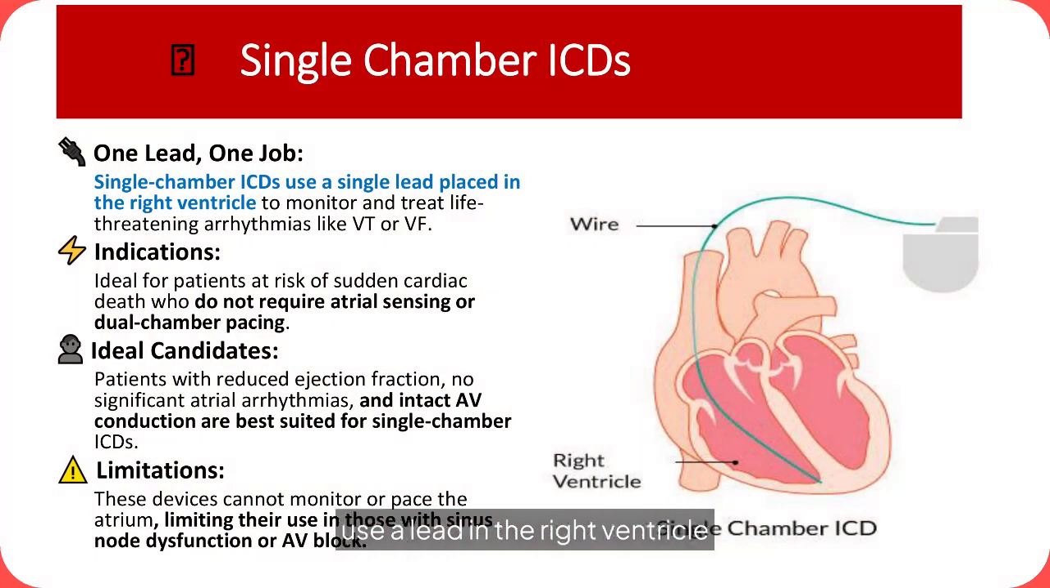Single-chamber ICDs use a lead in the right ventricle to treat arrhythmias. They're suitable for patients who don't require atrial sensing or dual-chamber pacing, particularly those with reduced ejection fraction and intact AV conduction.